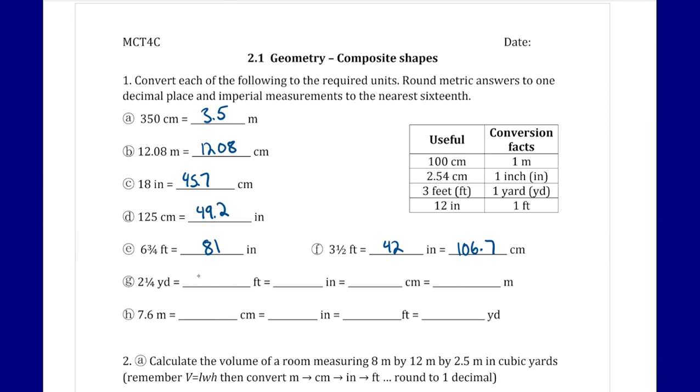2 1/4 yards, or 2.25, is 6.75 feet. So we're multiplying that by 3. Then we're multiplying this by 12 to get 81 inches, multiplying it by 2.54 to get 205.7 centimeters, and dividing that by 100 to get 2.05 meters.